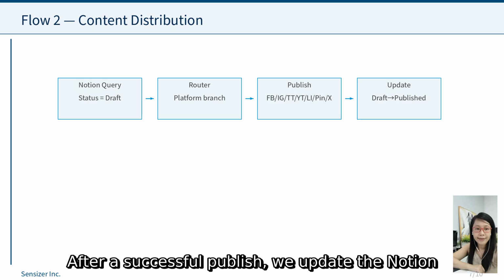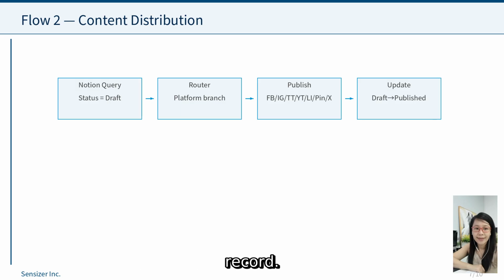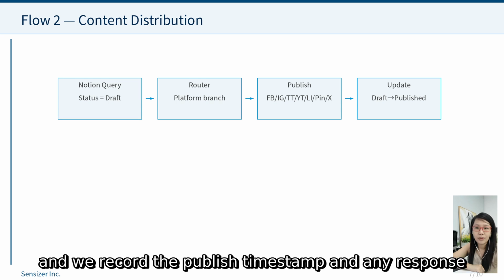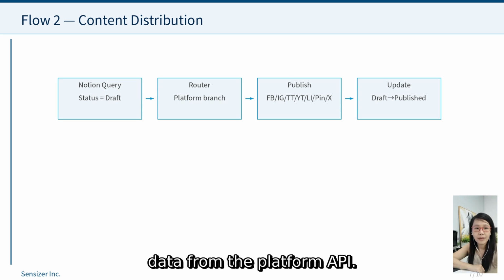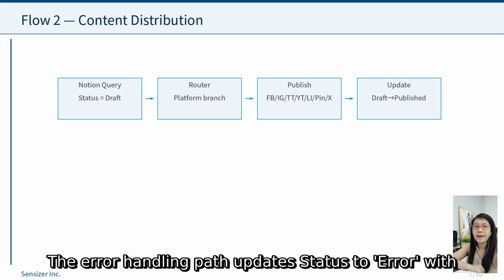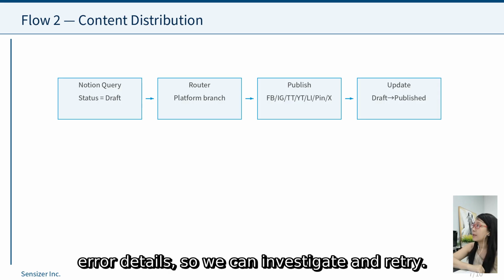After a successful publish, we update the Notion record. The status field changes from draft to published, and we record the publish timestamp and any response data from the platform API. If a publish fails, we don't just give up. The error handling path updates status to error with error details, so we can investigate and retry.